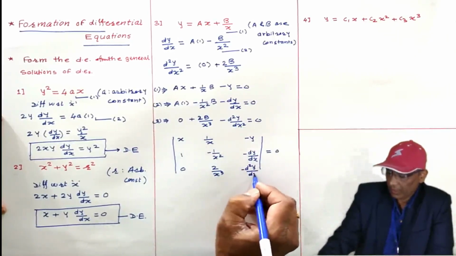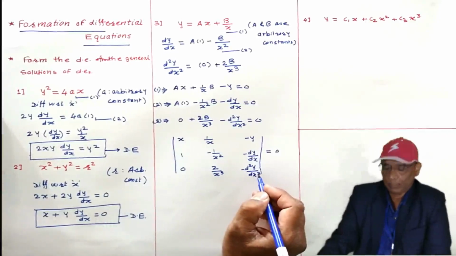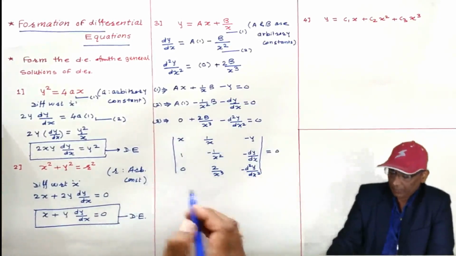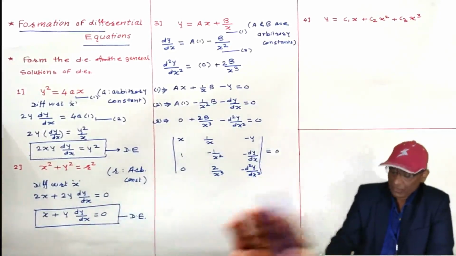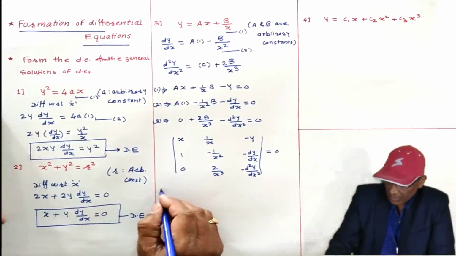Okay, here in this determinant, we will find no a and b. A and b are absent. So try to solve it. That is the differential equation. Okay, you can solve this determinant very easily.